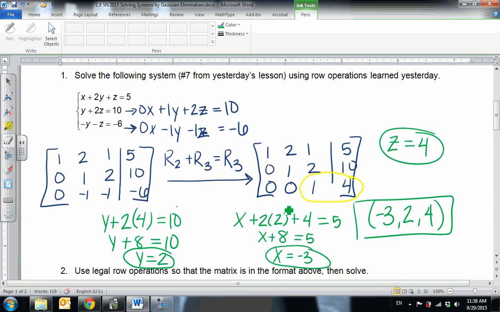Okay? Okay. So we're going to do one more of these by hand, but then the rest of these we're going to let our calculator do. Okay? So let's look at number 2.